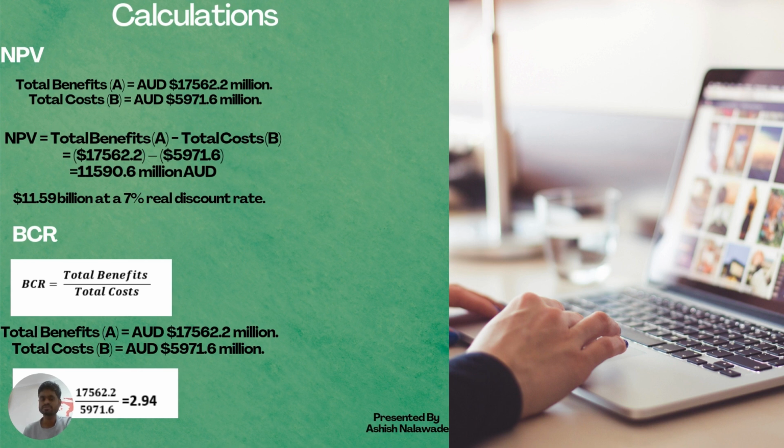And talking about the BCR, it is total benefit divided by total cost, and we got 2.94. As BCR is more than 1, it is expected that the project is going in the right direction. And that's it.